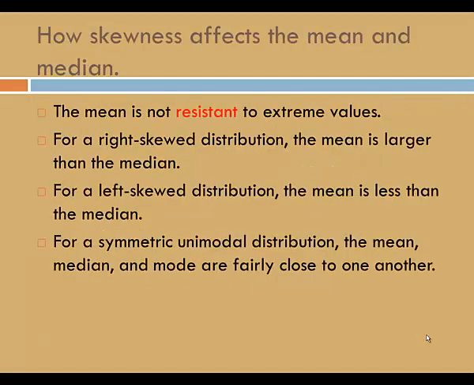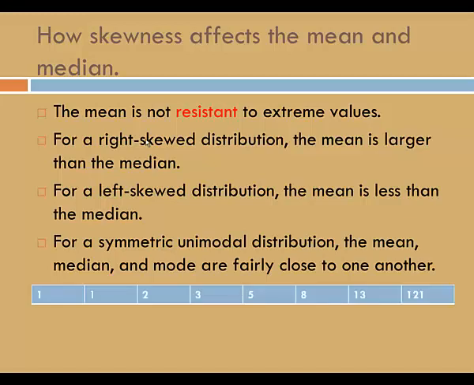Let's consider how skewness affects the mean and the median. The mean is not resistant to extreme values. For a right-skewed distribution, the mean is larger than the median. For a left-skewed distribution, the mean is less than the median. And for a symmetric unimodal distribution, the mean, median, and mode are fairly close to one another.